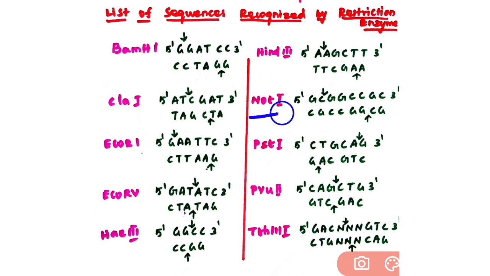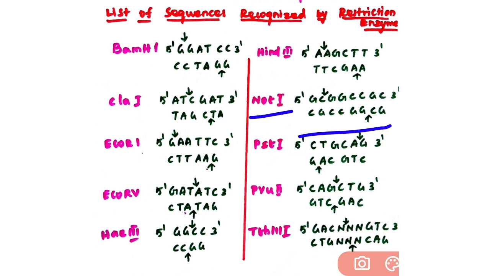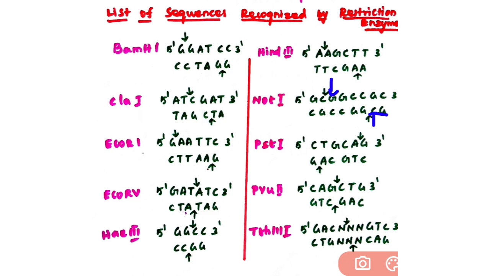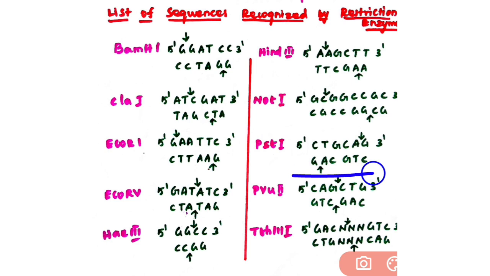Then NotI. NotI is from Nocardia otitidis-caviarum, and this is its recognition site, and its cleavage site is in between C and G. You should know the difference between recognition sequence and cleavage site. The recognition sequence is the sequence which is recognized by the enzyme. The cleavage site is the location where the restriction enzyme makes a cut. Then PstI is isolated from Providencia stuartii. This is its recognition sequence. It also makes sticky ends.